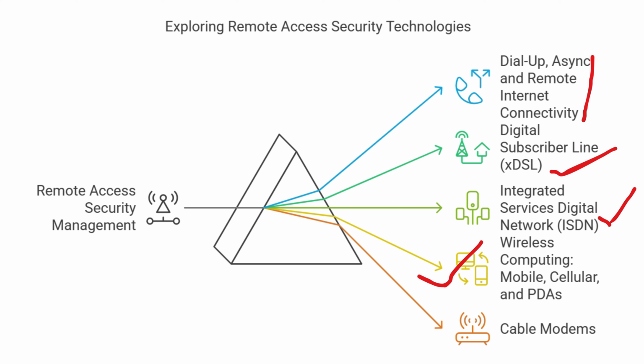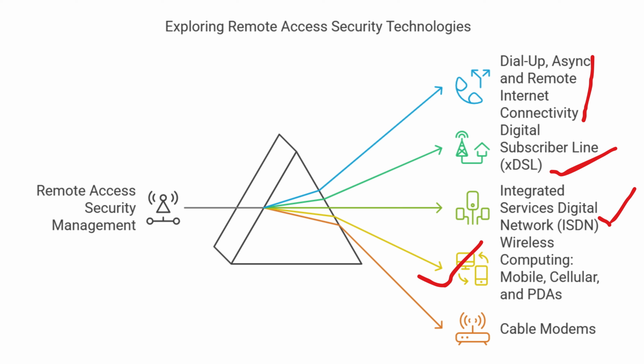Wireless computing, mobile, cellular, and PDAs. Wireless computing has exploded with the rise of mobile devices, cellular networks, and personal digital assistants, PDAs. Today, smartphones and tablets connect to corporate networks daily, creating security challenges such as unsecured public Wi-Fi, where hackers can intercept data on open networks; device loss or theft, where sensitive data may be exposed if a work phone or laptop is stolen; or weak authentication, as users often rely on simple passwords that can be easily guessed.